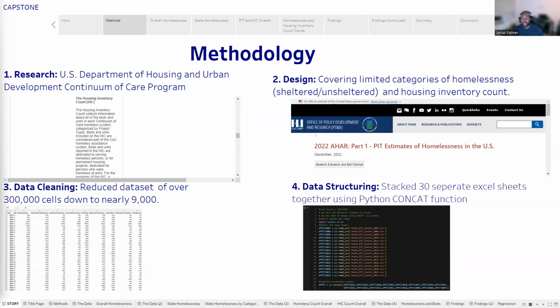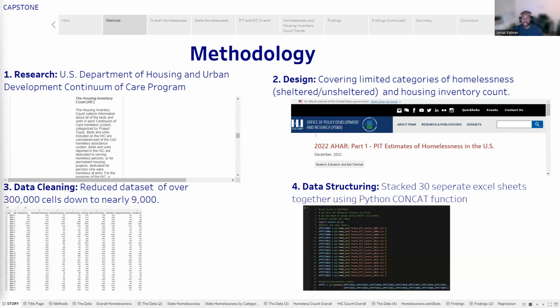And then I have to consider, how do I want to design the actual data in the study? And what I come up with, with the help of my team, is I decide to limit the homeless categories to just sheltered, unsheltered, and then I also include a third category that is chronic homelessness. And so HUD's data, it's all available in Excel format. And so that's where I completed most of the data cleaning and the structuring.